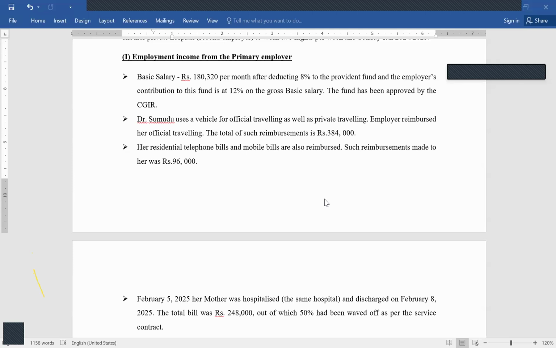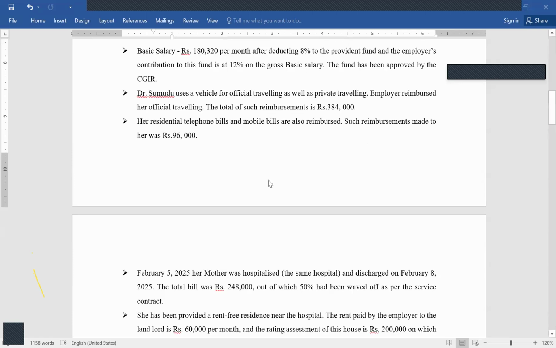Her residential telephone bill and mobile bills are also reimbursed. Such reimbursements made to her was 96,000. If it is a telephone allowance, the condition is different. Here, telephone bills are reimbursed, that means expenditure reimbursement. It has not been mentioned whether she uses this telephone for both official and private use. So you can assume that the telephone is used for both private and official use. Then 50% can be applied.